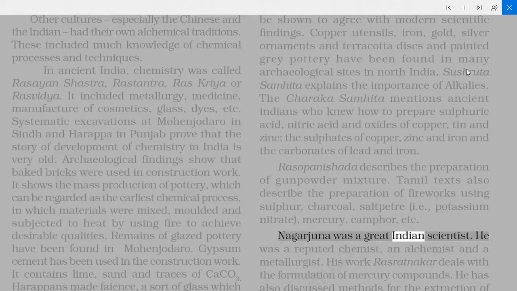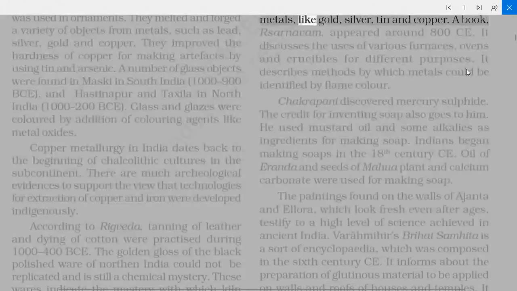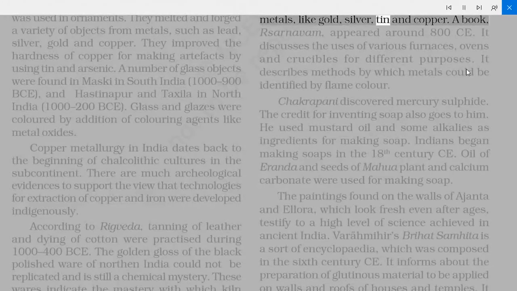Nagarjuna was a great Indian scientist. He was a reputed chemist, an alchemist and a metallurgist. His work Rasratnakar deals with the formulation of mercury compounds. He has also discussed methods for the extraction of metals, like gold, silver, tin and copper.